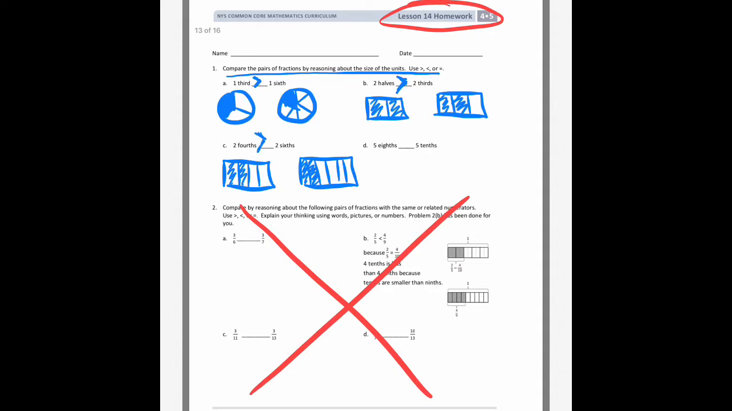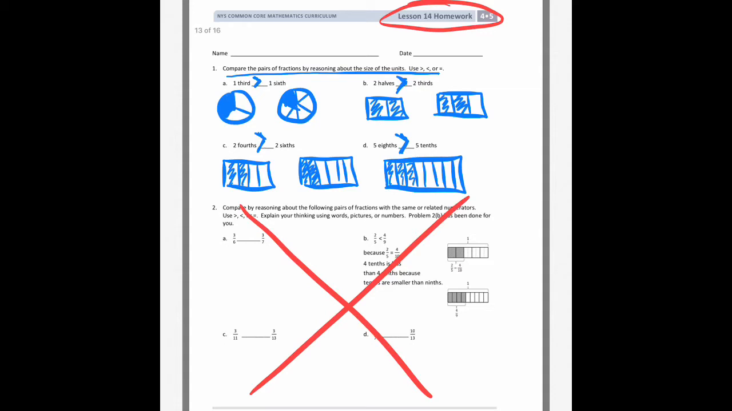Okay. Last one, 5/8 and 5/10. Same principle applies. I'll try to make the pieces look as even as possible when I draw it, but 5/8 is going to be larger because with eighths, the pieces are bigger than if you have to split it into tenths, if the whole is the same size. So 5/8 is going to be larger than 5/10.